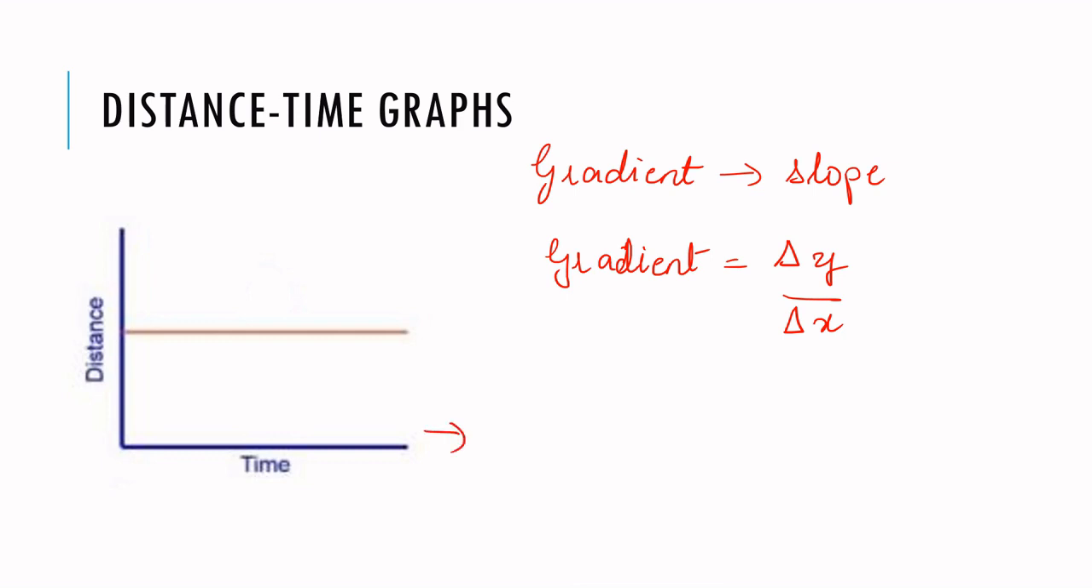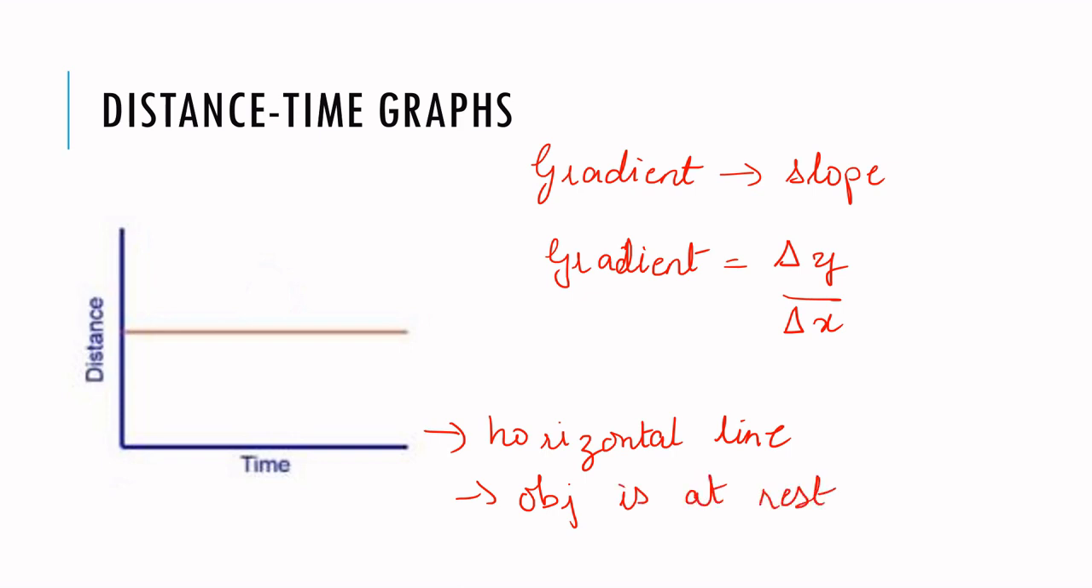Alright. So, horizontal line shows object is at rest or stationary. The object does not cover any distance as time passes.